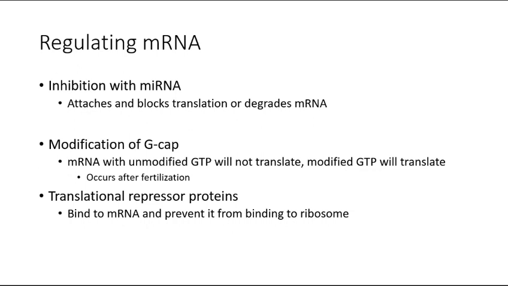There are also translational repressors. Translational repressors work just like transcriptional repressors in that they bind to mRNA instead of DNA. When they bind to the mRNA, that's like blocking it from binding to a ribosome. So, different ways that we can shut off the mRNA, similar to how we shut off the DNA before in the last section.